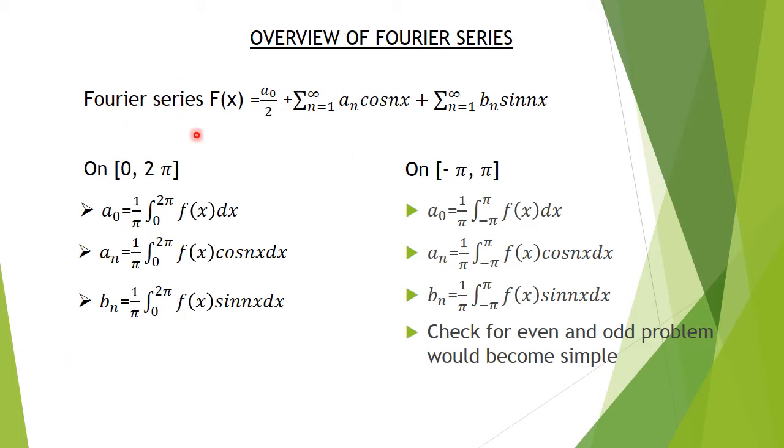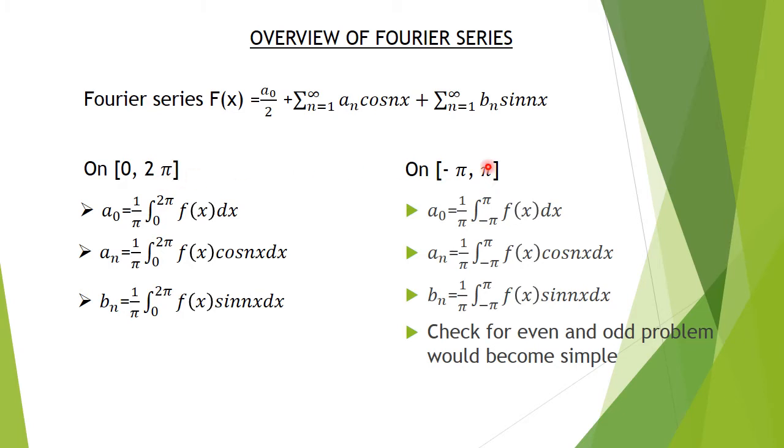Fourier series. So what is the formula for the Fourier series? f(x) = a0/2 + sigma n=1 to infinity a_n cos nx + sigma n=1 to infinity b_n sin nx. So this formula is applicable on which interval? On the 0 to 2 pi interval or the minus pi to pi interval.